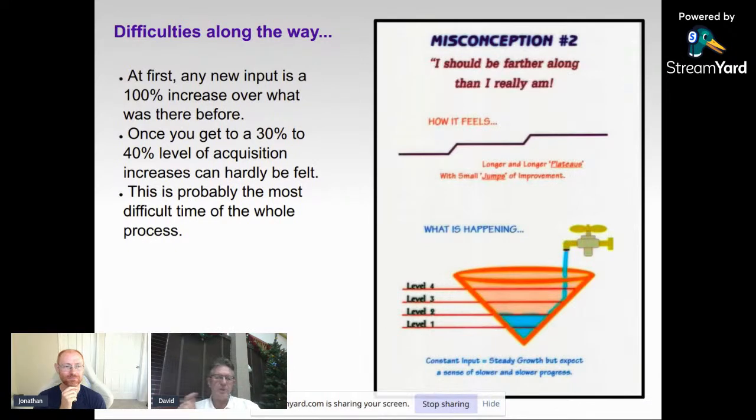And the rate of input can stay the same, right? Doesn't matter. You're going to feel that slowing down. There's no reason to think it slows down. Yeah, but it feels like it does for sure. You can't deny that feeling.